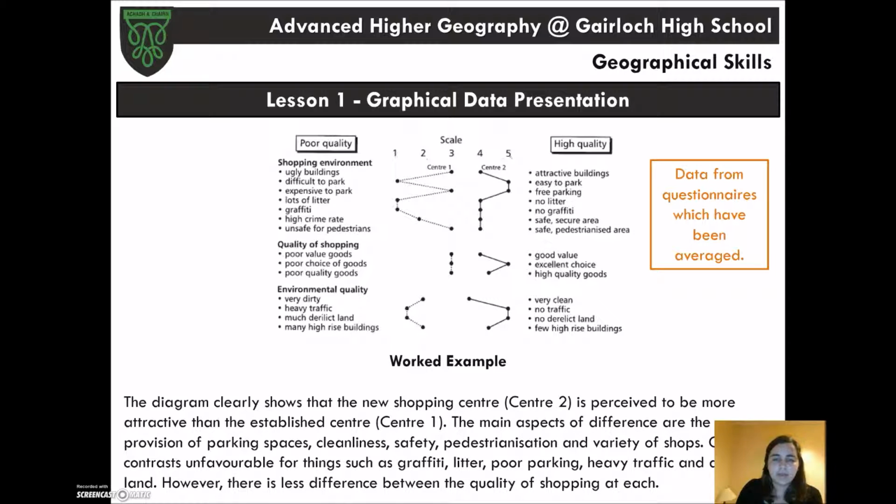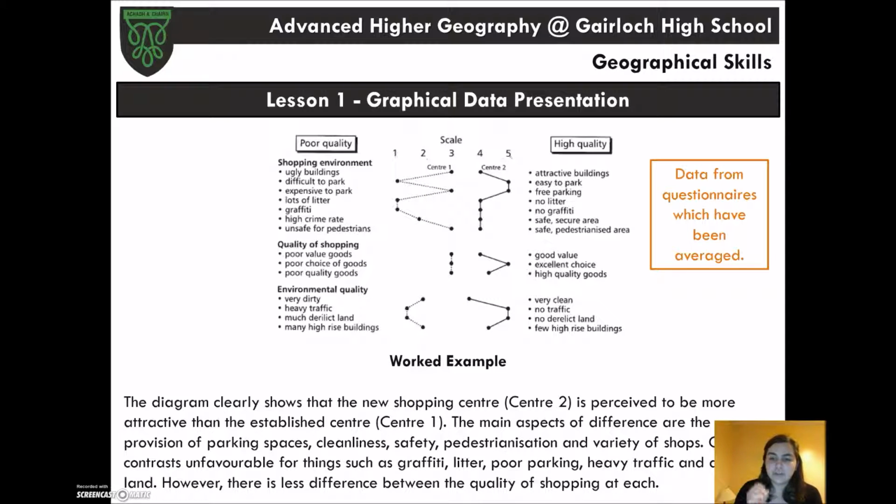Again, just a little look, we're using this as our worked example, so you want to maybe take a note of this, maybe draw a quick example yourself, it doesn't have to be in total detail. Or if you're doing this on a computer, then take a screenshot, pop it in as well. The diagram clearly shows that the new shopping centre, so Centre 2 over here, is perceived to be more attractive than the established centre. This is the kind of written analysis that we'd get going with this.